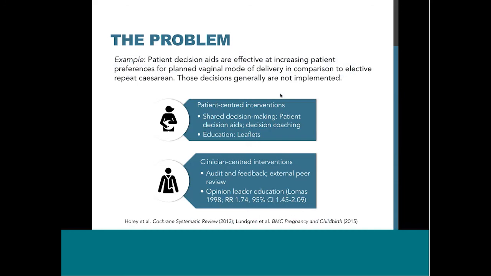There's evidence that VBAC rates vary by hospital, and patient decision aids have been largely not effective at changing rates of cesarean section, even though they do increase patient preferences for planned mode of delivery. Those decisions are generally not implemented. So we do have some examples of patient decision aids that could be implemented more effectively.